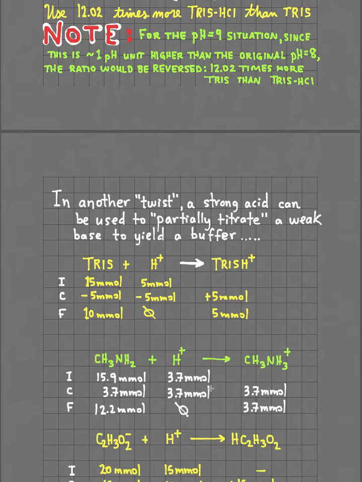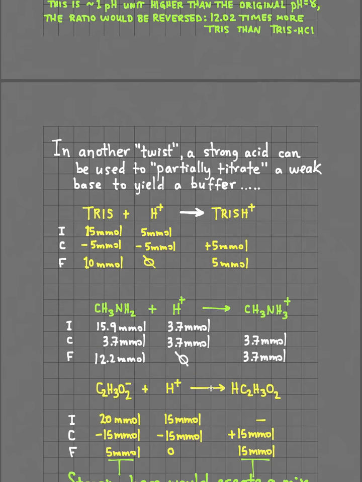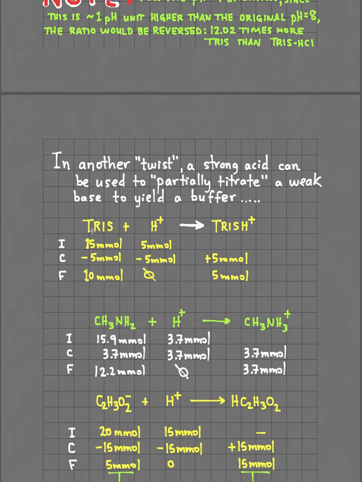Or in another twist, here's what the whole thing's all about. This video is what if I had a tris molecule in solution and I added some H plus to it? What would H plus do to it? Well, it would grab onto that lone pair on the nitrogen and react totally one way to create 5 millimoles of tris H plus. Then that 5 millimoles of tris H plus would be interacting in solution with the tris and create a buffer because I have some of it, the base, and its conjugate acid.